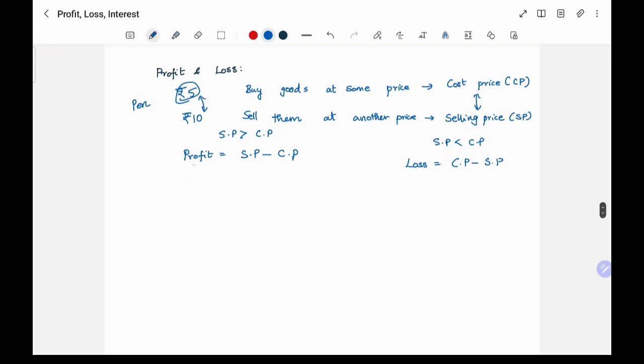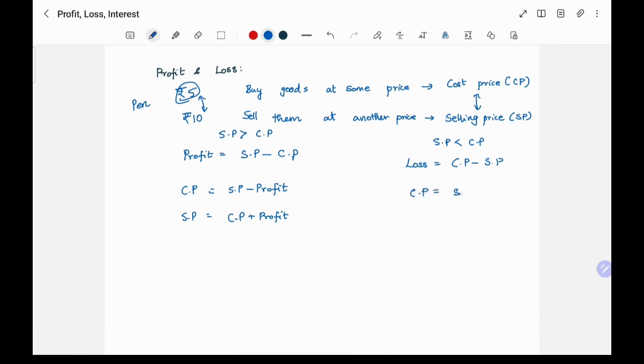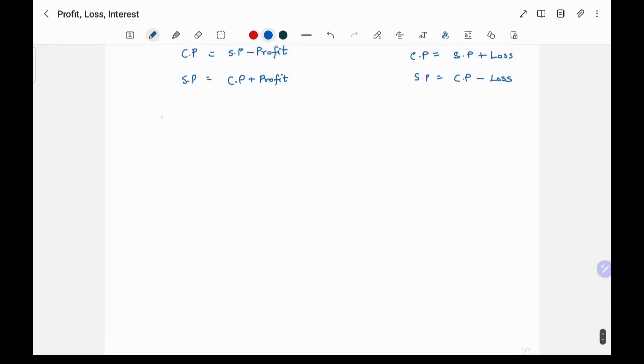If you are given profit or loss and any one of these quantities, we can still find the other quantity. For example, cost price here is nothing but selling price minus profit, and selling price is nothing but cost price plus profit. And here cost price is selling price plus loss, and selling price is cost price minus loss, right?